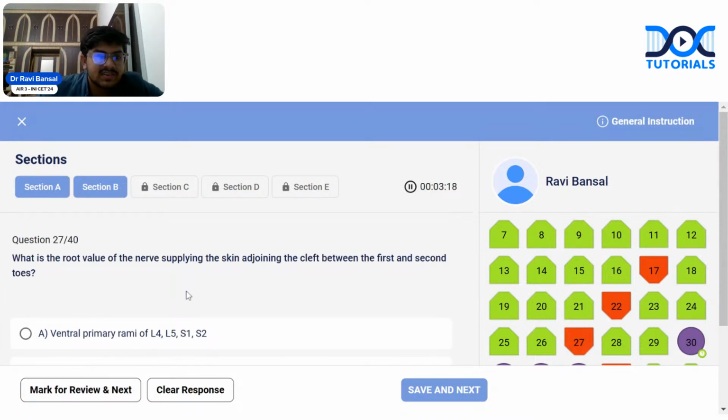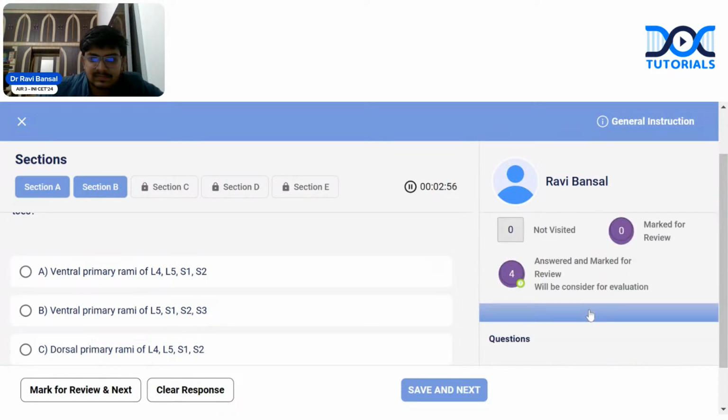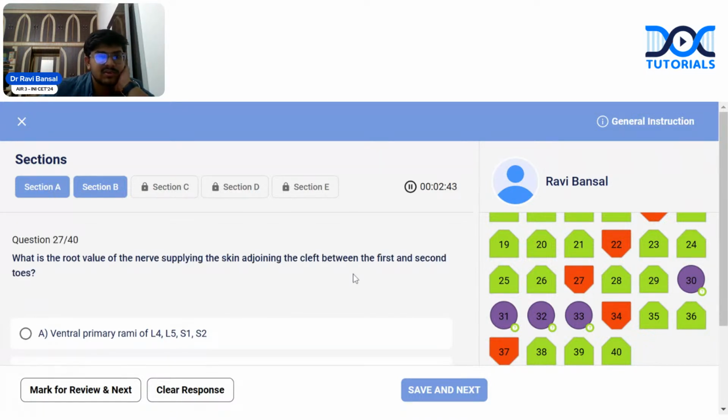Root value between first and second toe. So this is the deep peroneal nerve, and I do not remember the root value. They have given only an L4 difference, like L4 to S2 or L5 to S3, and this originates from the lumbosacral plexus. I remember it is in between toes, there is an L4 component. So they are asking about the cleft between first and second toe.